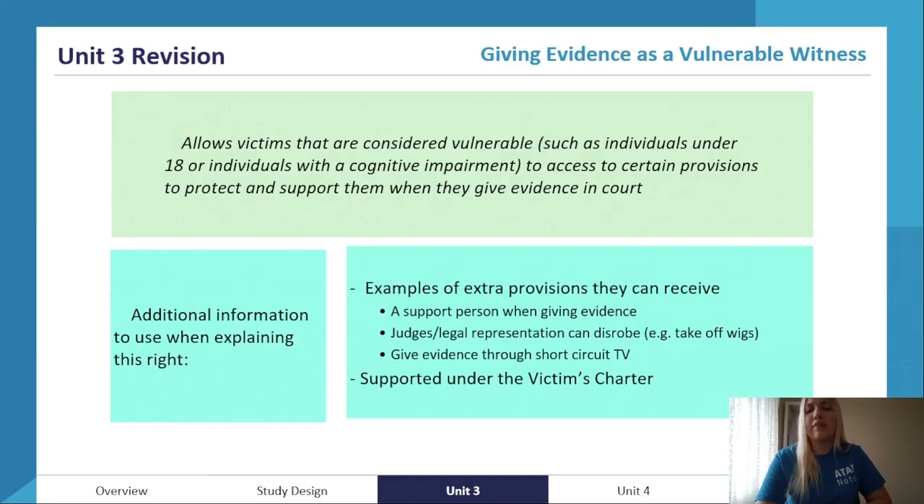For a minor, that could be having a parent with them in the courtroom to support them while they give their witness statements. Judges or legal representation could disrobe and take off their wigs. Again, that's very suitable for kids or people with some kind of disabilities or cognitive impairments, or even giving evidence through closed circuit TV, so you don't have to be in the courtroom with the accused or the perpetrator who has caused you trauma, and you don't want to be in the courtroom with them, and it would be too difficult to deliver your account that way.